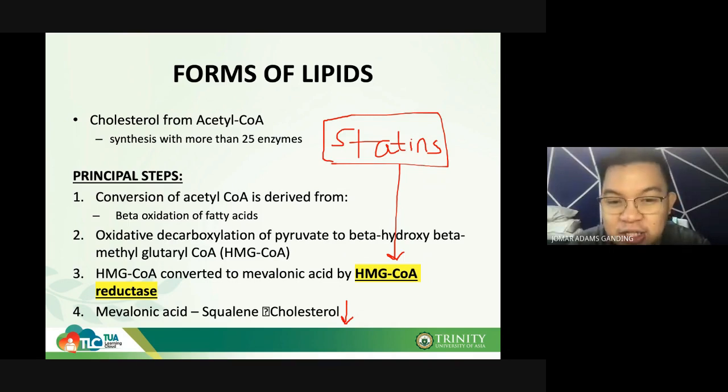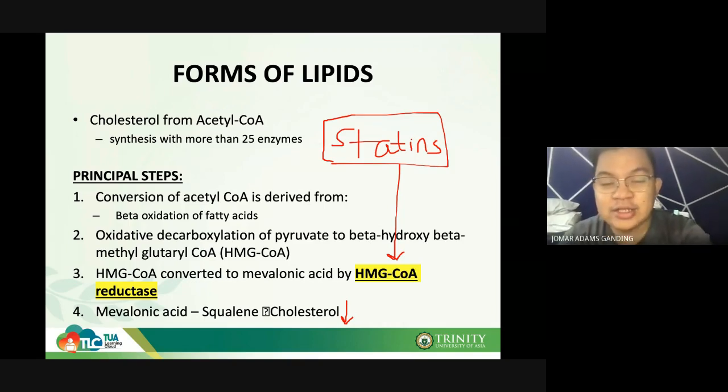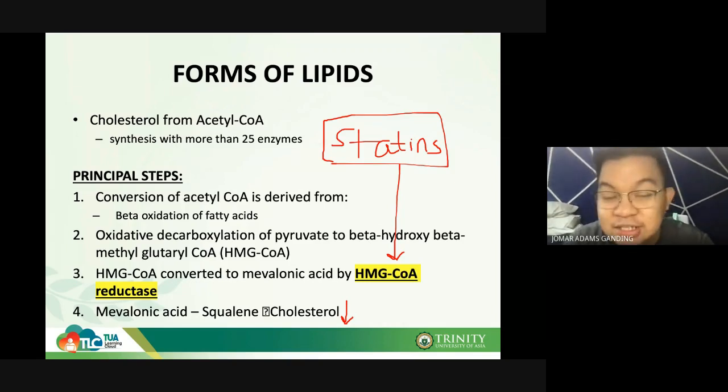Hydroxymethylglutaryl-CoA. Okay, that is your HMG-CoA. So, what are they inhibiting in specific? Okay, HMG-CoA reductase. Be specific with the reductase, huh? So, that's the enzyme that they are inhibiting. So, if you take statin, your HMG-CoA reductase will be inhibited.